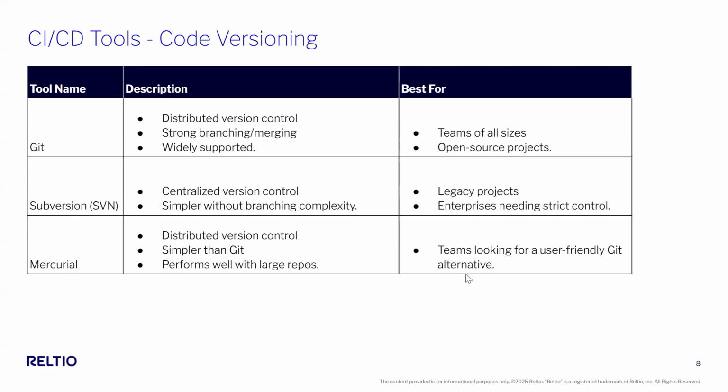The final one is Mercurial. It's also a distributed version control system, simpler than Git in many aspects, and performs well with large repositories. So the teams who are looking for a user-friendly Git alternative can opt for Mercurial. Not as popular as Git, but it's good. It serves the purpose.